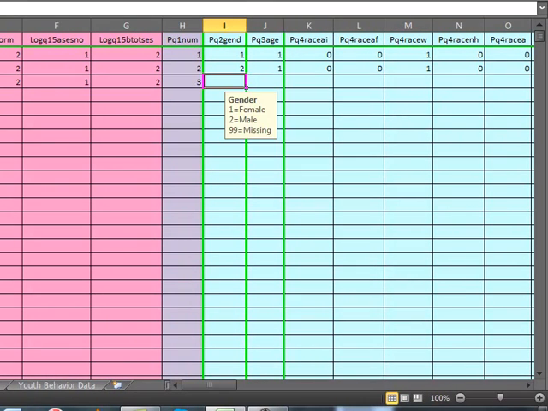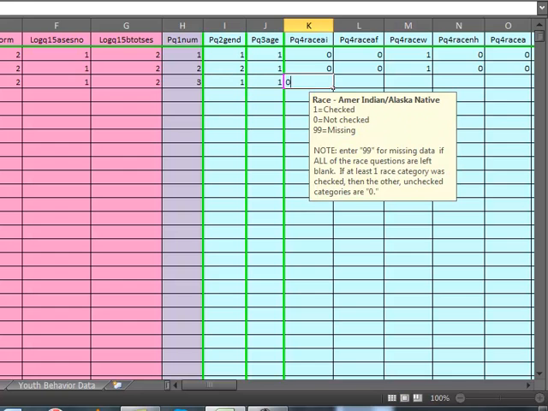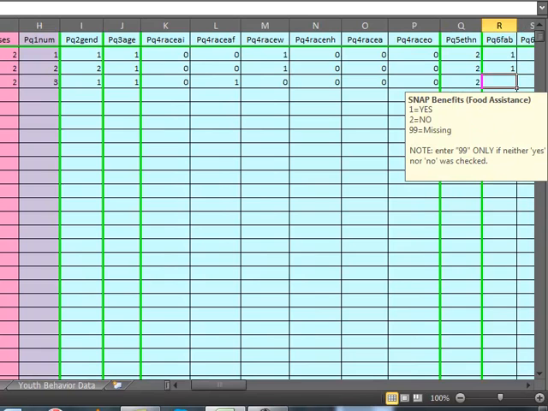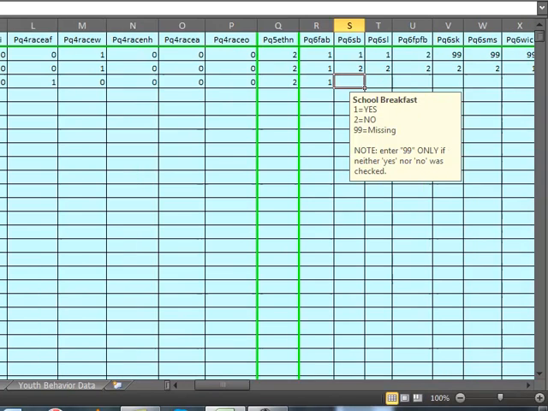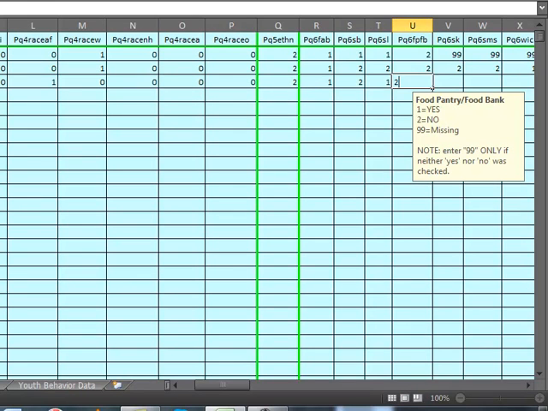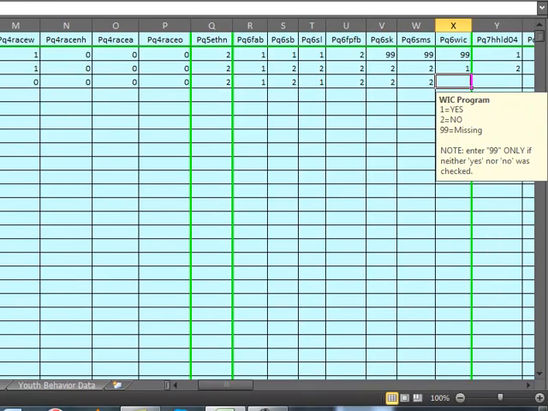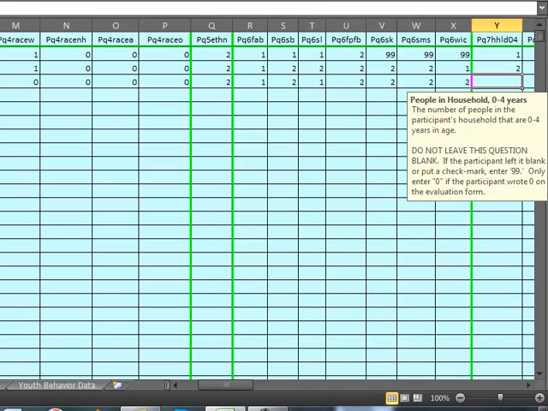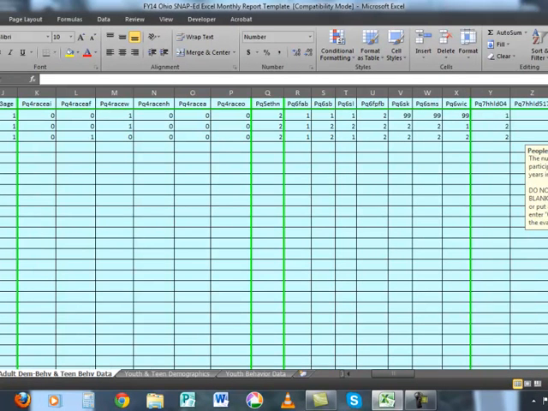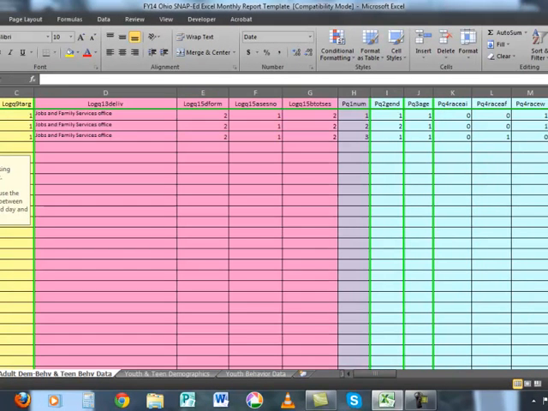So this is my last participant, who is a female, age 18 to 59, of African American race and of non-Hispanic ethnicity, who indicates using food stamps, not school breakfast. She does use school lunch, not a food pantry, not a soup kitchen or a senior meal site, or WIC. She indicated she has 2 children 0 to 4, 2 5 to 17, and there are 2 adults 18 to 59. So now I have completed entering all of this first program's data, and at this point I can save my file and be done.